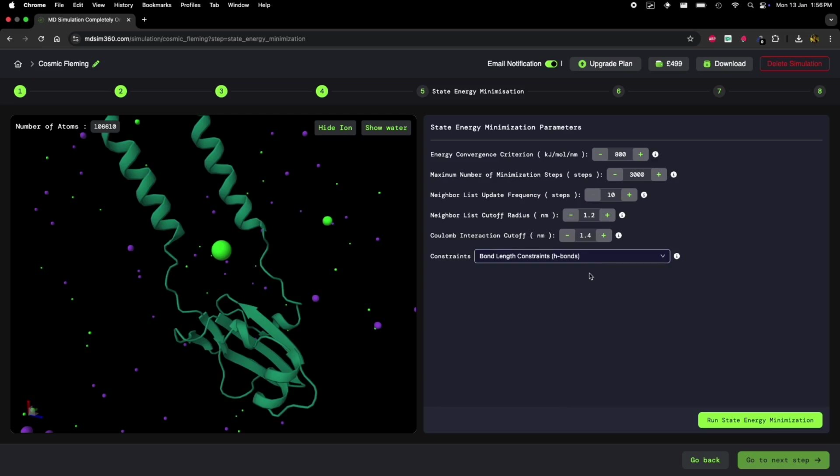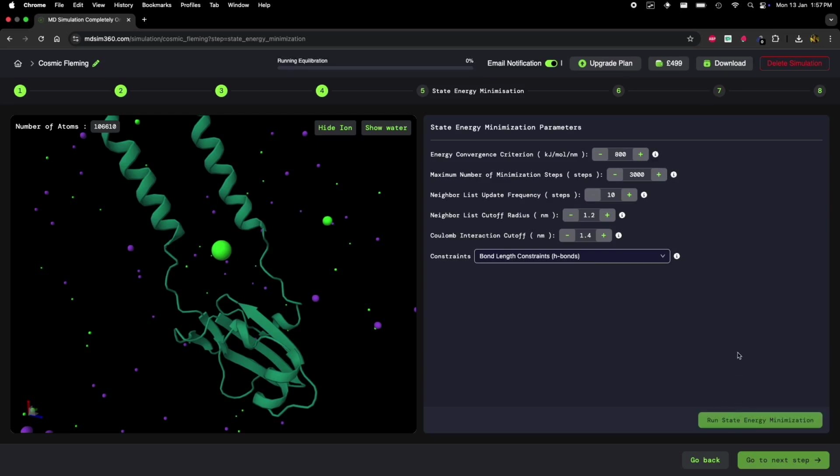Then constraints on hydrogen bonds are applied to prevent unrealistic behavior during the simulation. These constraints ensure that hydrogen bonds maintain their natural length and strength, avoiding excessive stretching or compression. By restricting these bonds, we preserve the integrity of molecular interactions.